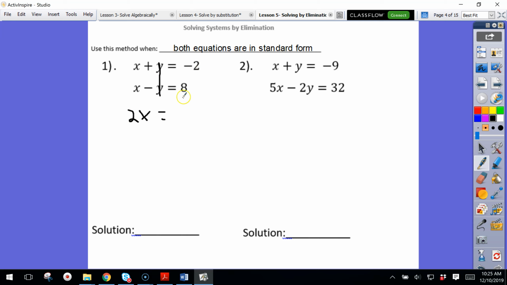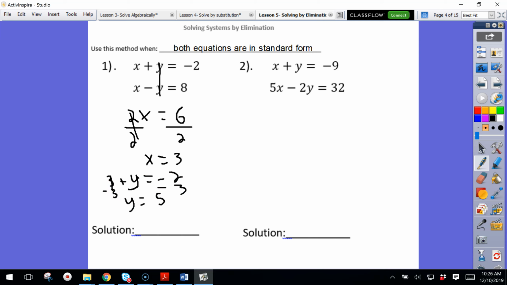And then negative 2 plus 8 is going to be 6. So now I have a one variable equation that I can easily solve by dividing by 2. And I get that x equals 3. Again, we can plug this into either equation, and we can now find the value of y. So if I plug in 3 plus y equals negative 2, that's the first equation, and subtract 3 from both sides, you get y is equal to negative 5. And so that would be my value for y.